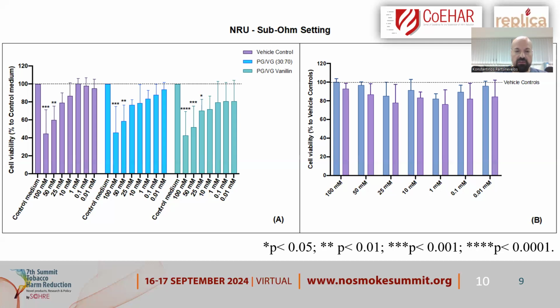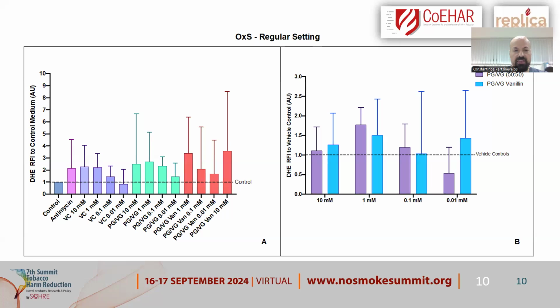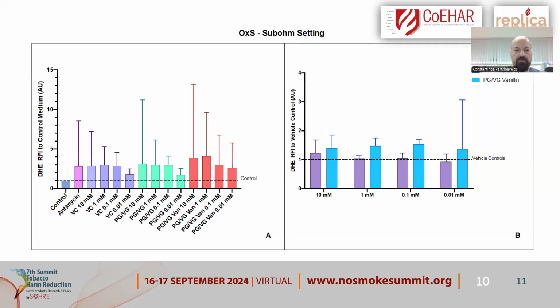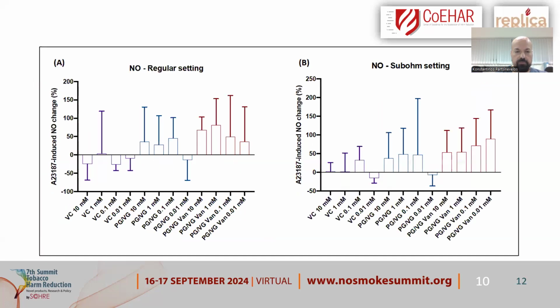In fact, normalization of the data to the respective ethanol concentrations reveals no cytotoxic effect of the aerosols with and without vanillin. The assessment of oxidative stress for the regular setting revealed no significant difference between the different conditions tested in comparison to the medium and vehicle control. However, there is high variability of the results, probably caused by the presence of ethanol. Similar results were observed assessing the supra-ohm setting.